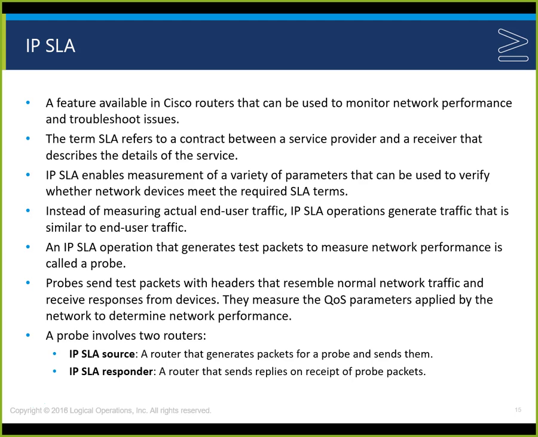and back. IP SLA, service level agreement, is available in Cisco routers, used to monitor network performance and troubleshoot. SLA, again, is the contract. SLA enables measurement of a variety of parameters used to verify whether the device meets the terms or not. Instead of measuring the traffic, generate traffic that is similar to end user traffic. And these are a little more complex than the CCNA. CCNA is actually the IP SLA, ICMP IP SLA.